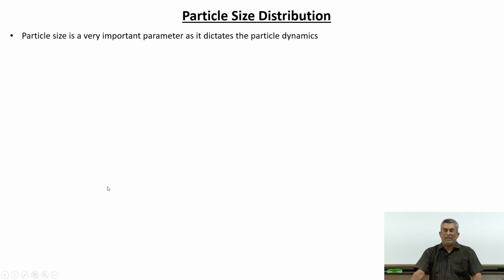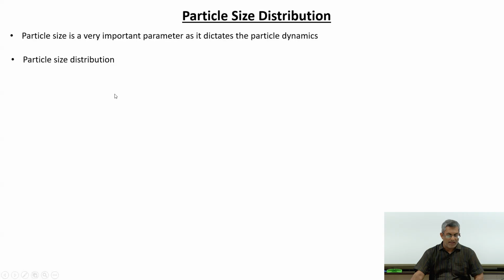So in today's class, we will discuss particle size distribution. Information on particle size is very important in dispersed multiphase flows because it dictates the particle dynamics, as you have seen in the previous class. For example, the Stokes number is sensitive to the particle size because it depends on the square of particle size. That is why the knowledge of particle size is important, and we need an appropriate way to present the particle size distribution.